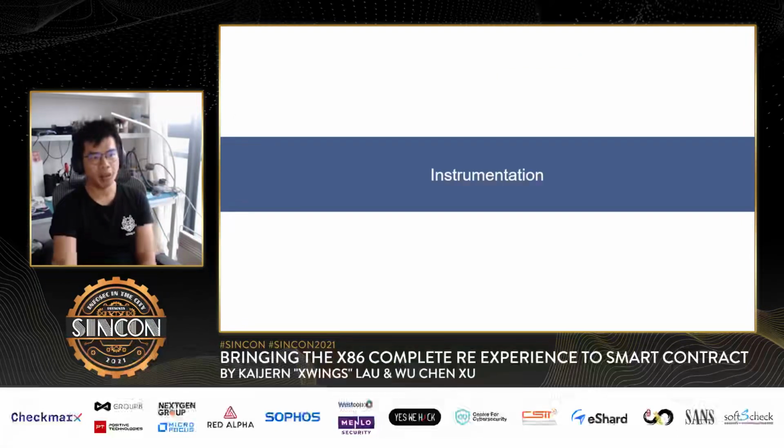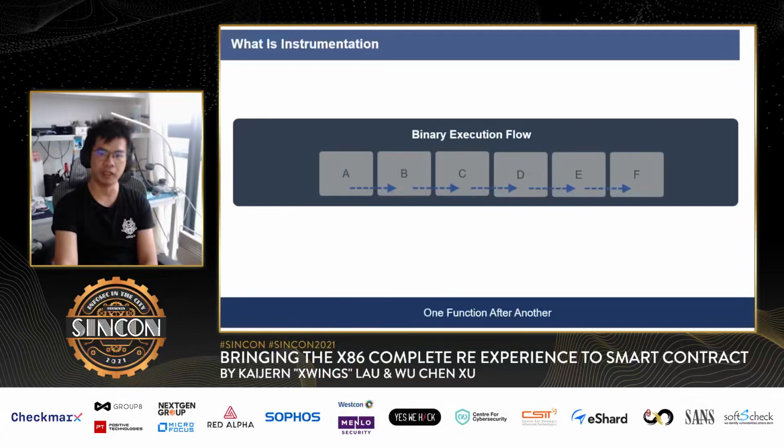I did mention instrumentation a couple of times. So to cut instrumentation short, this is instrumentation. In a normal binary execution flow, you try to execute a binary that does a hello world, maybe. It will go from A, B, C, D, E, F, and along the way it will call the library to run the hello world. So this is how hello world execution is done.